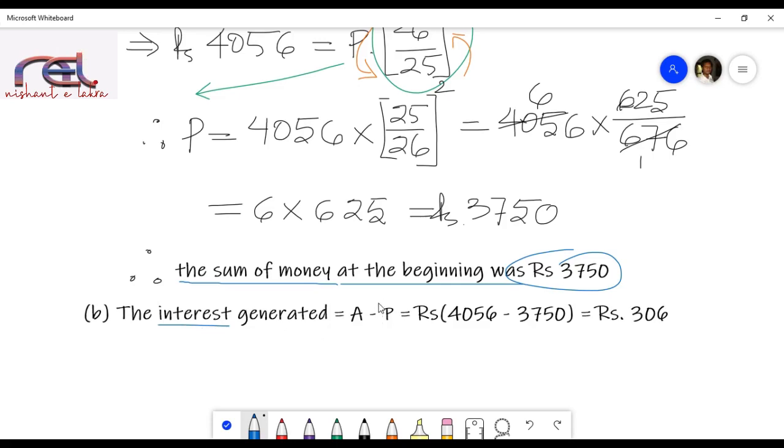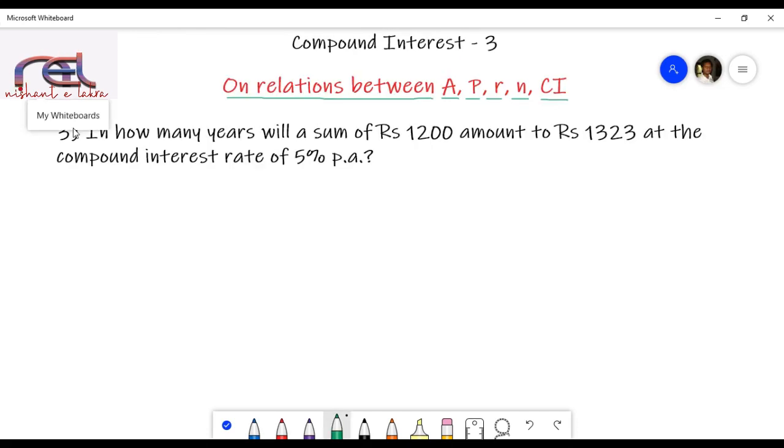Now we have a second question to solve here. We also have to find out interest, and the formula to find interest is amount minus principal. So we subtract principal from amount, and after we subtract it, we get the answer as rupees 306. So 306 rupees is the interest generated. I hope you have understood this problem too. Let us see question number 3.